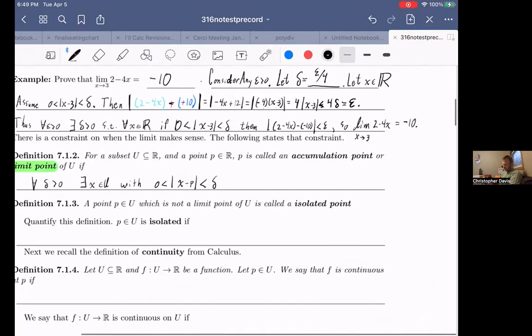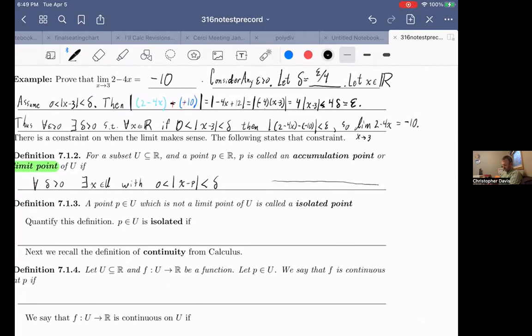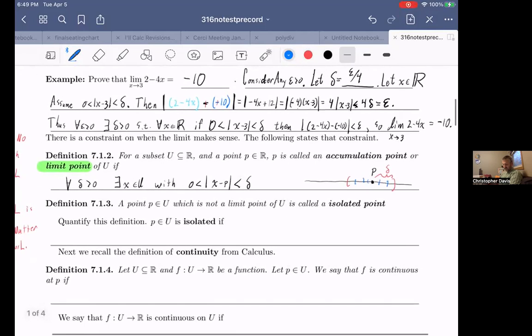So what's like the picture of that? There's the real line. There's the point p. There's a little delta neighborhood. There must be stuff in the set, in that orange interval, other than the point p. That's what it means to be a limit point. A point p which is not a limit point is called an isolated point, if it's also in U. So let's quantify that. So a point is isolated if the negation of this is true.